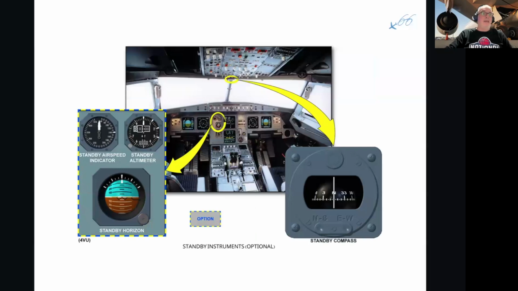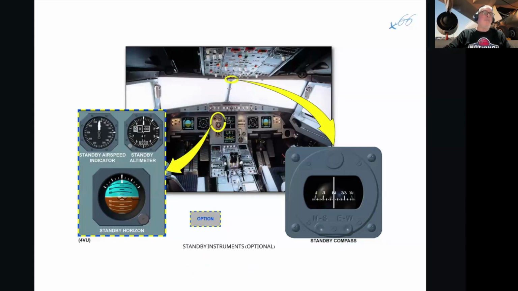Okay, now additionally to all this singing and dancing information, we have standby instruments as well. This is the older aircraft. So the 45-year-old designed aircraft had a standby airspeed indicator, a standby altimeter, and a standby horizon, and a standby compass as well up here, to provide the pilots the necessary information to be able to land.